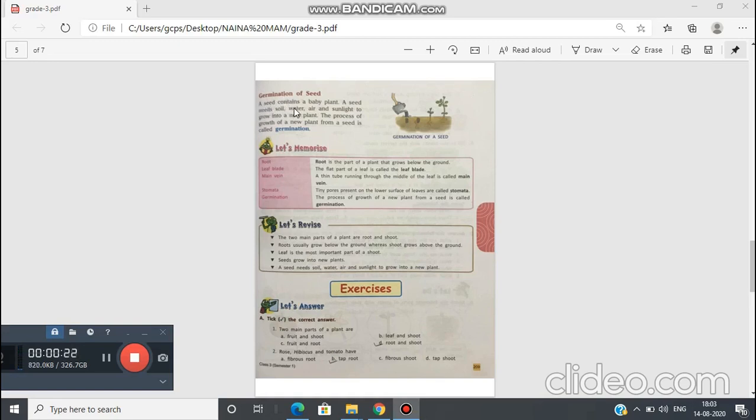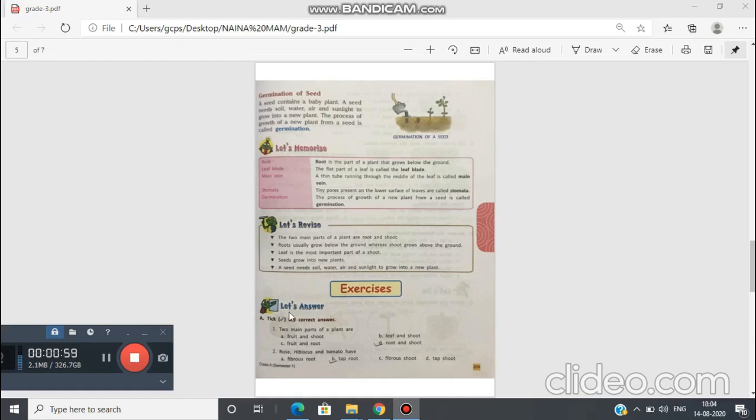A seed contains a baby plant. A seed needs soil, water, air, and sunlight to grow into a new plant. The process of growth of a new plant from a seed is called germination. Contains means to have something inside. It means after seedling, it develops into a new plant. This process is called germination.